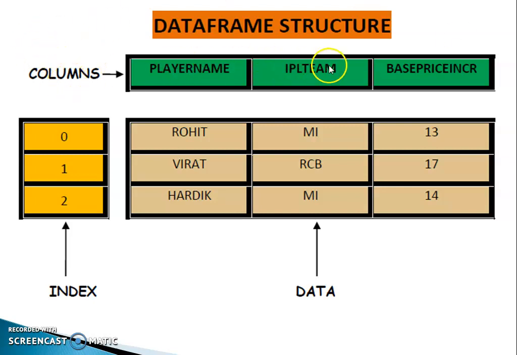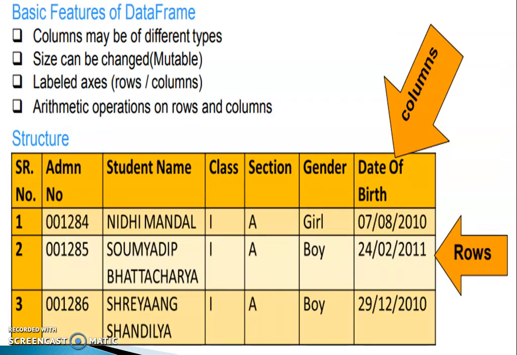Columns: player name, IPL team, base price, and so on. These all are columns, that is vertical alignment. Row means horizontal alignment, that is row: 0th row, first row and second row. Then these all are values or data. In the data frame data structure: columns, index, data. Clear?